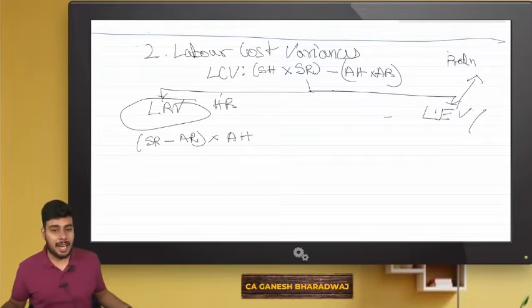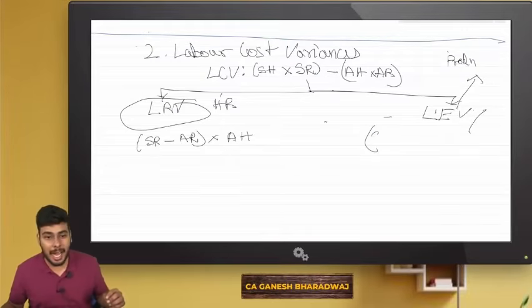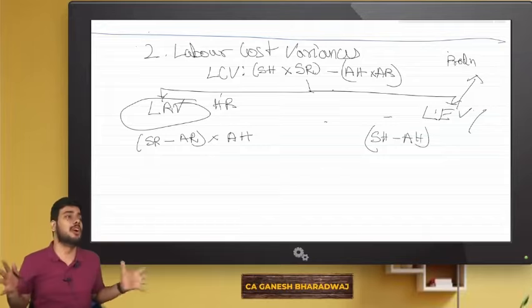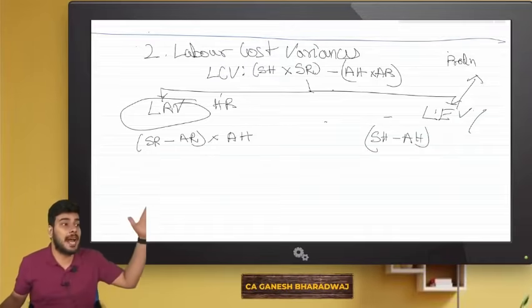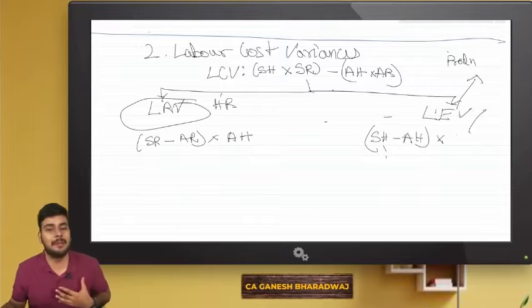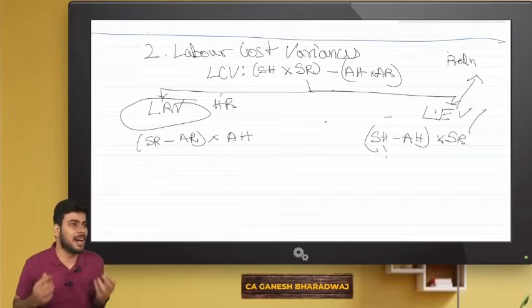Whereas labor efficiency variance, who is responsible? Production manager. What comes within the bracket? Standard hours minus actual hours. Now, is the production manager dependent on the HR? No. If I multiply this with actual rate, I am actually transferring the efficiency or inefficiency of HR to the production guy. So what I will do is multiply it by standard rate. That's all it is. Are you clear with this?